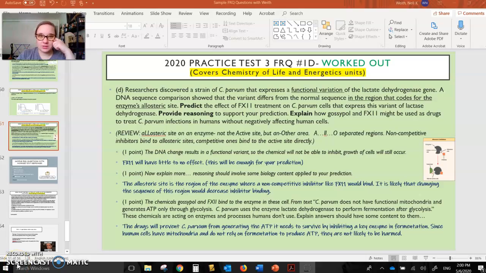All right, hi there. Welcome to part 9 of FRQ practice questions. This is the last part of practice test number 3 from this year, question number 1, part D. So here's the last bit.